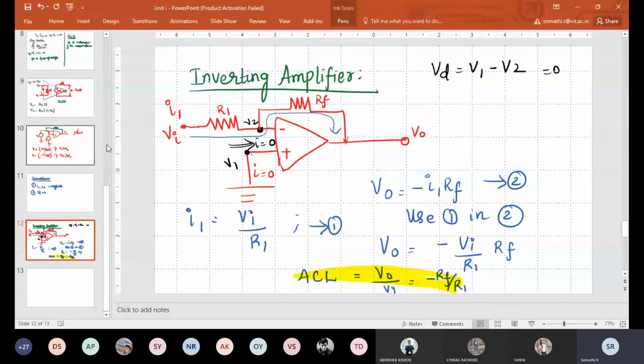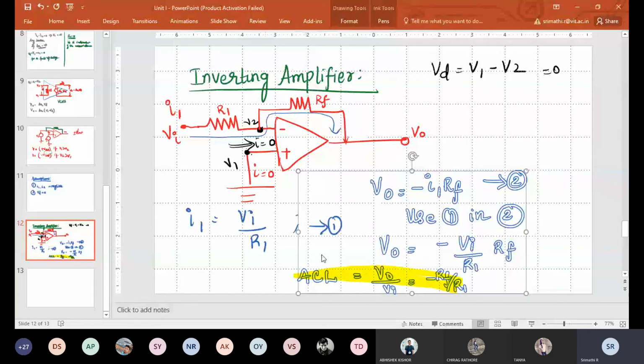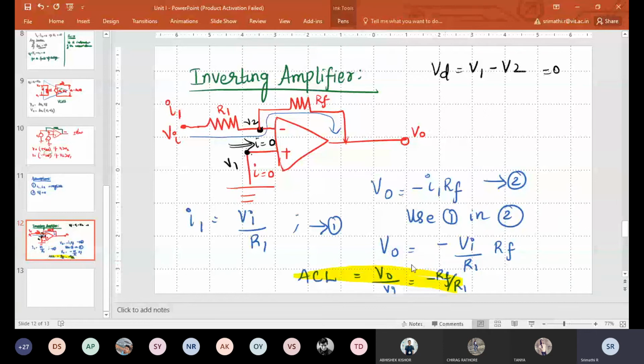So V0 is nothing but minus of Vi into RF by R1. I have a negative sign for the output V0. It means that there is a phase shift between input and output. That phase shift is exactly 180 degrees.